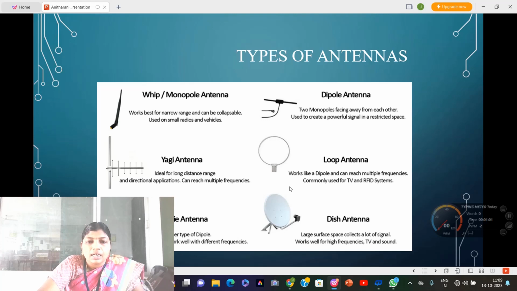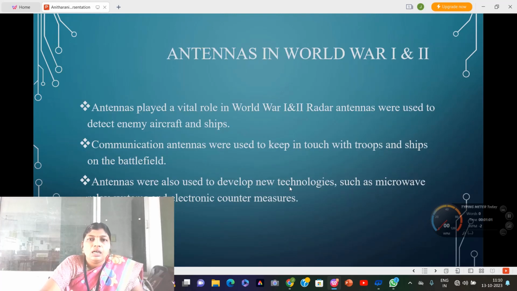Bow-tie antenna is another type of dipole. Angles can be set to work well at different frequencies. Dish antenna: a lot of signals can be collected on a large surface space. It works in the high frequency range, for example TV and sound.